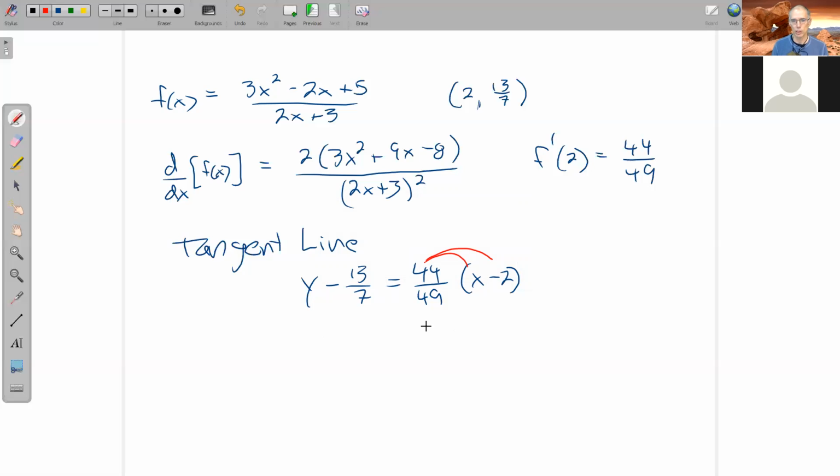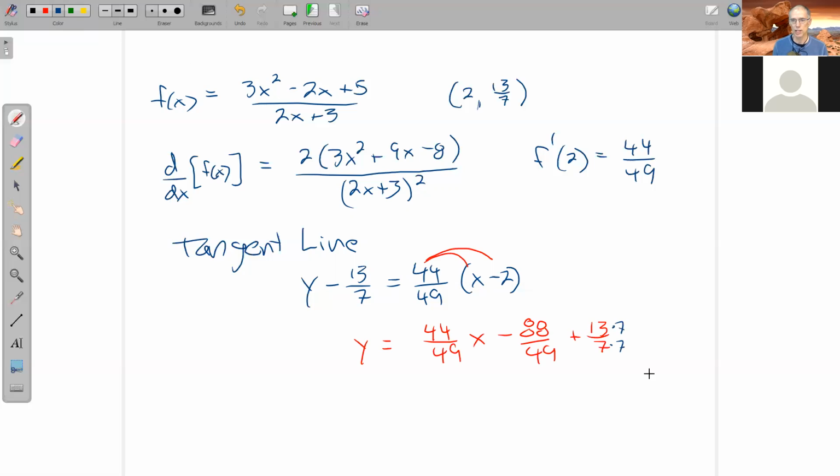So what are we going to get? We're going to get 44/49x minus 2 times that, which is going to be 88/49. And then we're going to have to add that 13/7 to the other side. And then we need a common denominator. So common denominator, we'll just multiply top and bottom by 7.